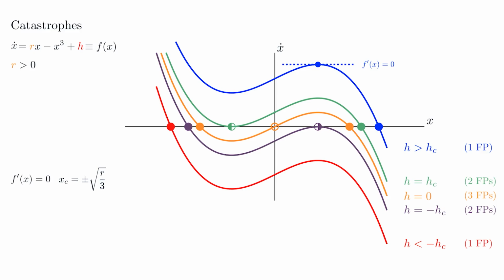And then if we plug xc into the equation for f of x, it turns out that f of xc is equal to plus or minus 2 times (r over 3) to the power 3 halves, plus h. So when this point of zero slope kisses the x-axis, that means that the value of f at xc is equal to 0. So we set this equal to 0, and from this we infer that hc is equal to plus or minus 2 times (r over 3) to the power 3 halves. These two critical values of h determine whether I'm going to have one fixed point, two fixed points, or three fixed points. And this is the catastrophe phenomenon that I was describing.